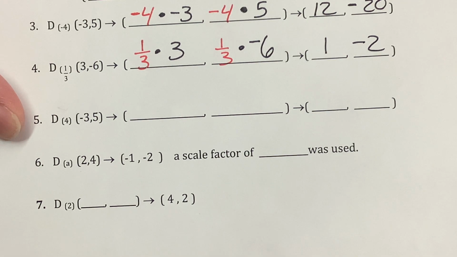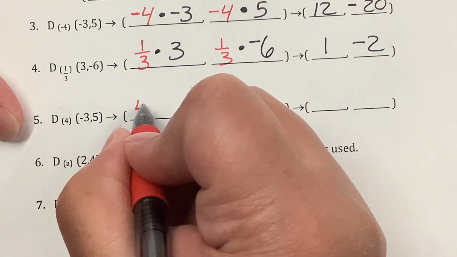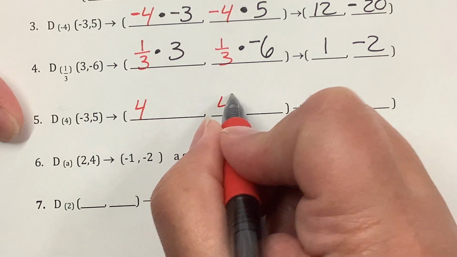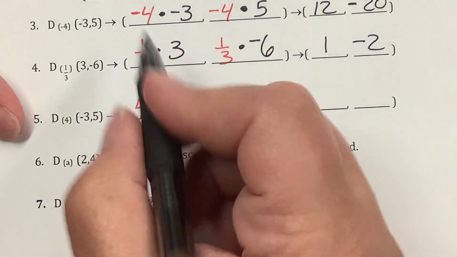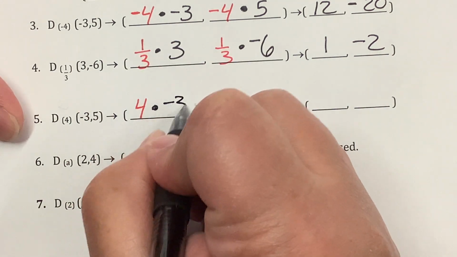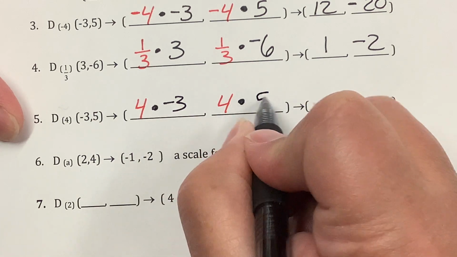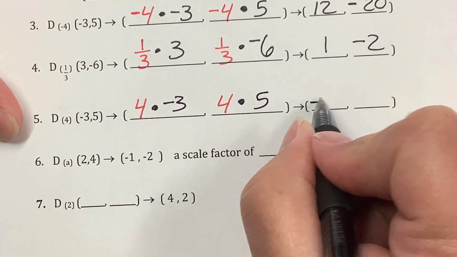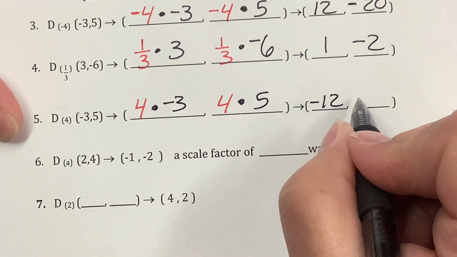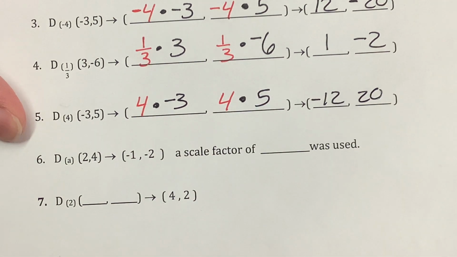Okay, here my scale factor is 4. So 4 times negative 3 and 4 times 5. 4 times negative 3, negative 12. 4 times 5, positive 20.